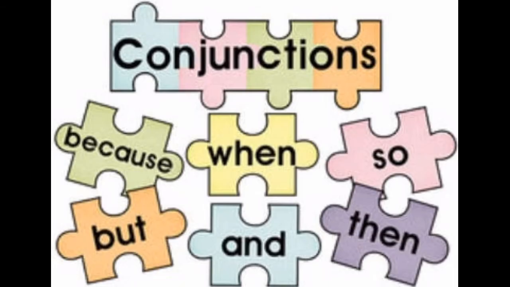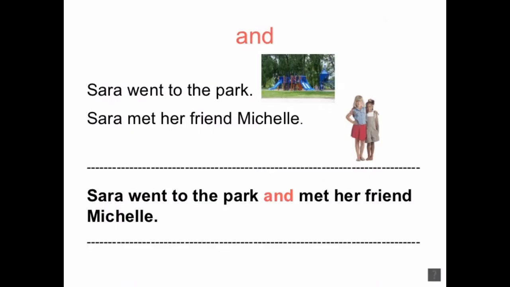So children, in this chapter we'll be doing three joining words. They are and, but and or. Where to use them and how to use them we will learn in this chapter. Like children, starting with the word and. We use and to join two similar things or sentences.